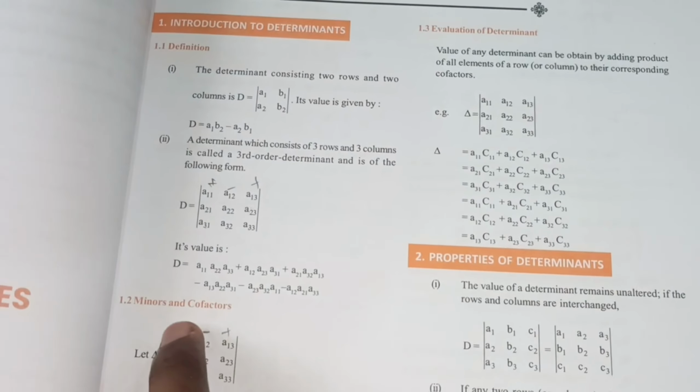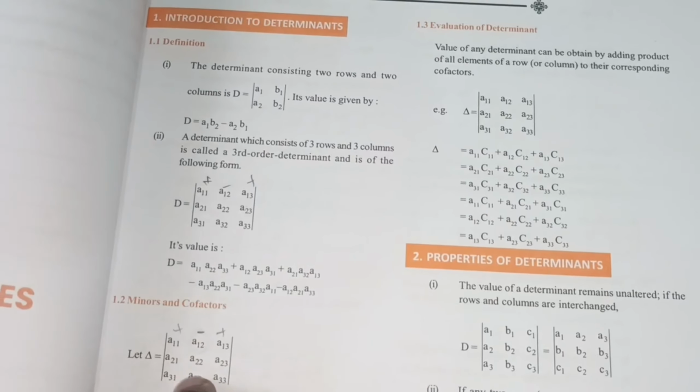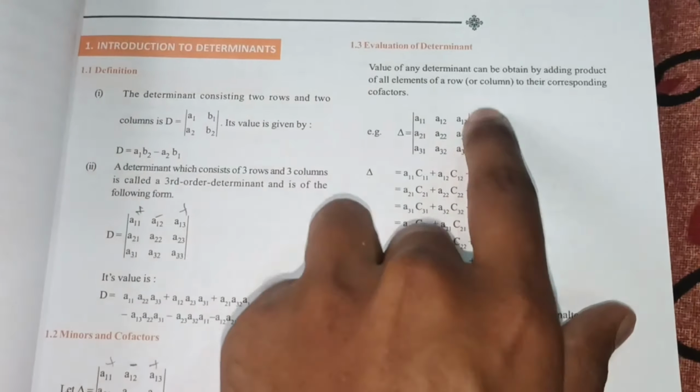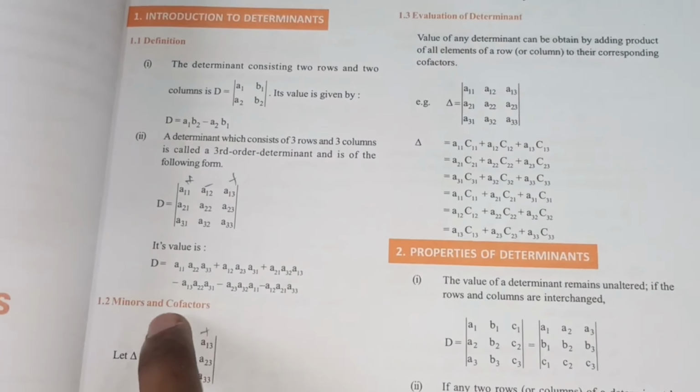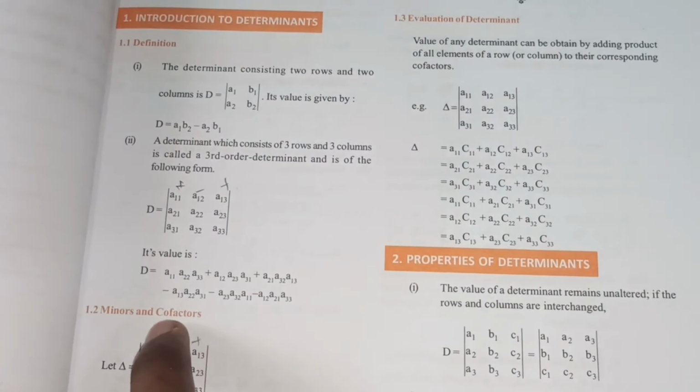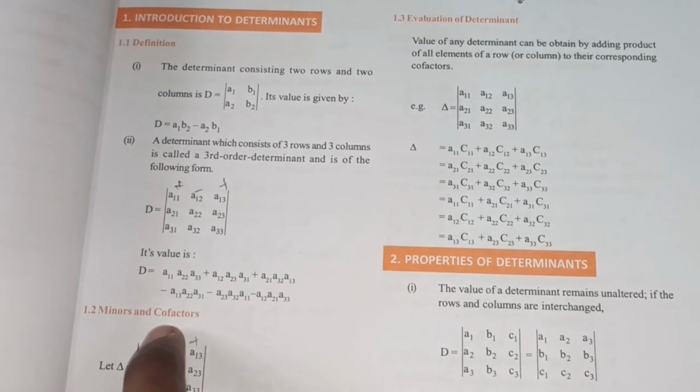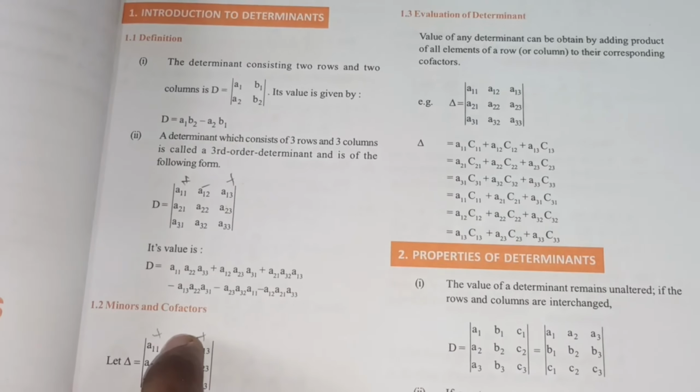This is a short form for finding out the determinant. The long method is this one, the short method is this one. You can use this short method for finding the minors and determinant of the matrix in the JEE Mains and JEE Advanced examination.